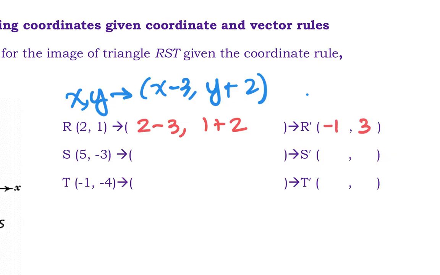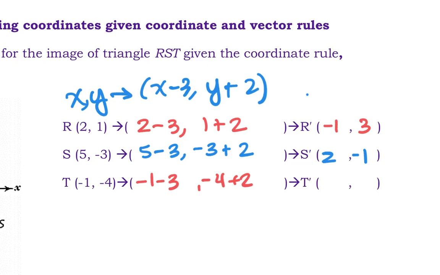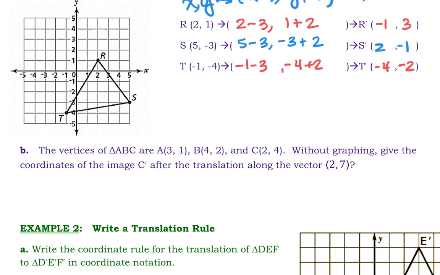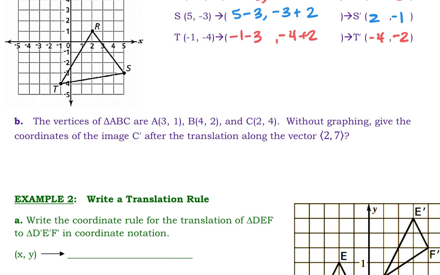-1, 3. All right, so then we had 5 minus 3, -3 plus 2. What did y'all get for that one? 2, -1. And then we had -1 minus 3, and then -4 plus 2. -4, -2. All right, and then we can graph it just to make sure that the triangle did stay the same, that nothing was off.